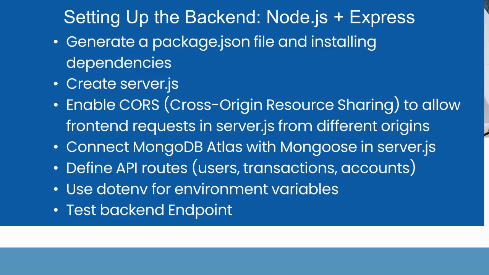Let's start by setting up the backend using Node.js and Express. We'll generate a package.json file, create a server.js file, enable CORS, connect to MongoDB Atlas, define API routes, use .env for environment variables, and test our backend endpoint.